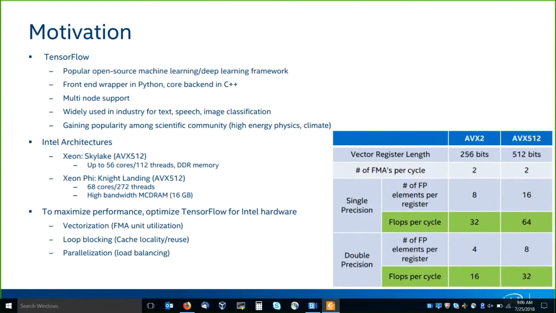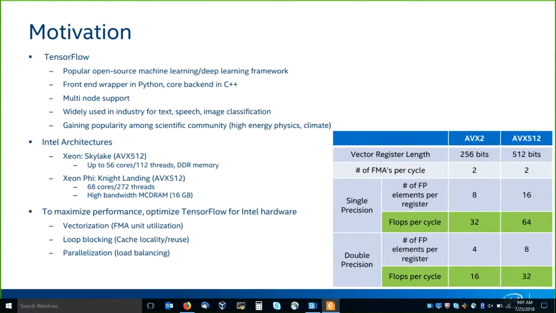I just want to highlight here two of our latest Intel architectures in the form of Skylake and Knights Landing. Those are the code names, but the official names are the Intel Xeon and Xeon Phi platforms. They deliver significant performance gains compared to the previous generation of Intel processors in the form of AVX512, which is the new instruction set introduced in these processors.